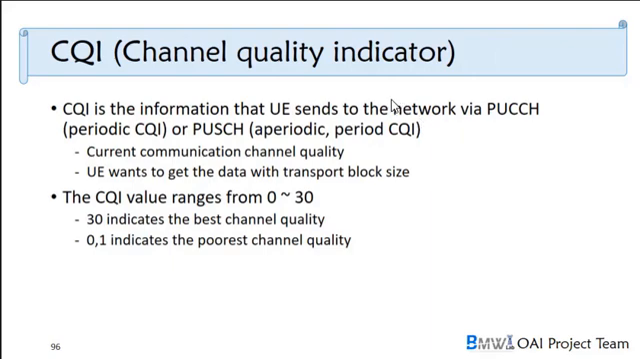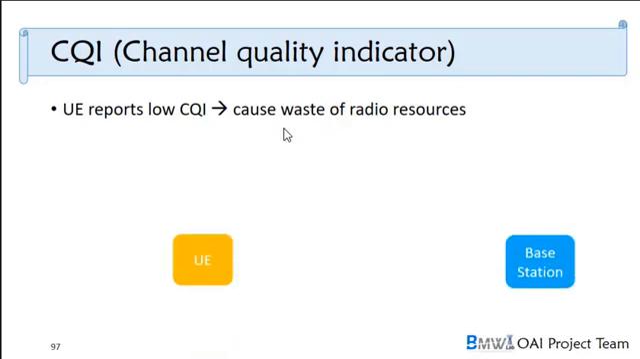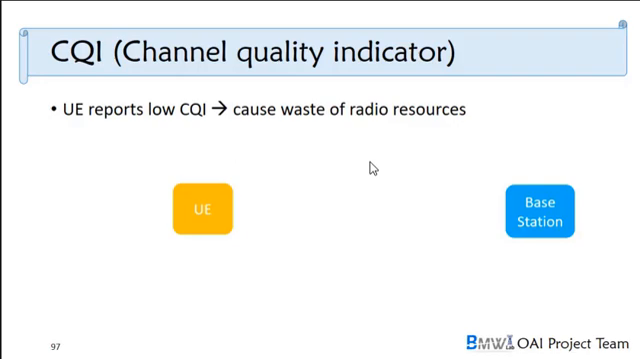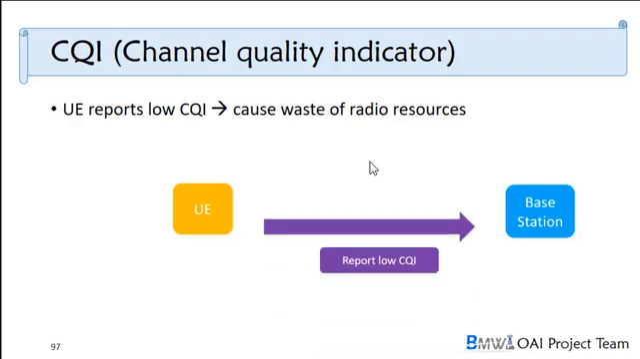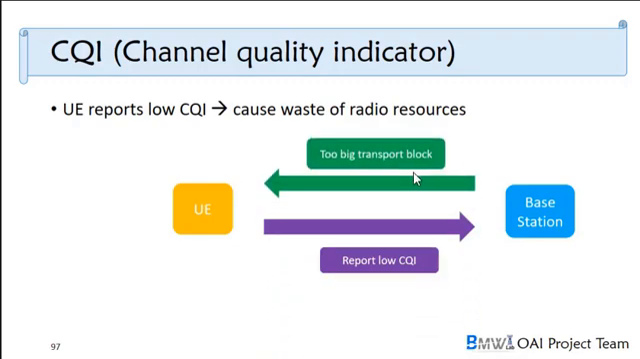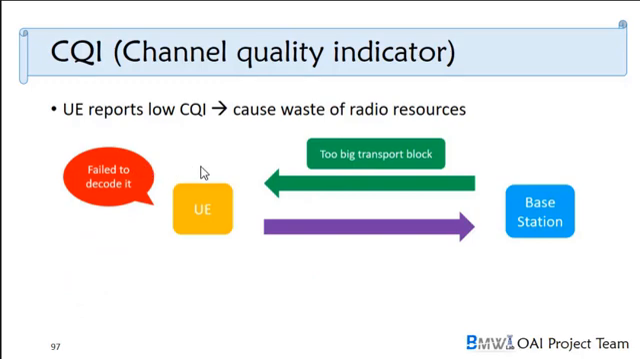And this is the CQI, channel quality indicator. CQI is information that the UE sends to the network. So we have the UE and base station. First, if the UE reports a low CQI to the base station, the base station will transfer too big a transport block to the UE. Then the UE will fail to decode it. I think the base station will give the UE a big transport block only when the CQI report is very good. But if the UE reports low CQI, maybe the base station can send a big transport block. Why? The transport block size is determined by the CQI value.